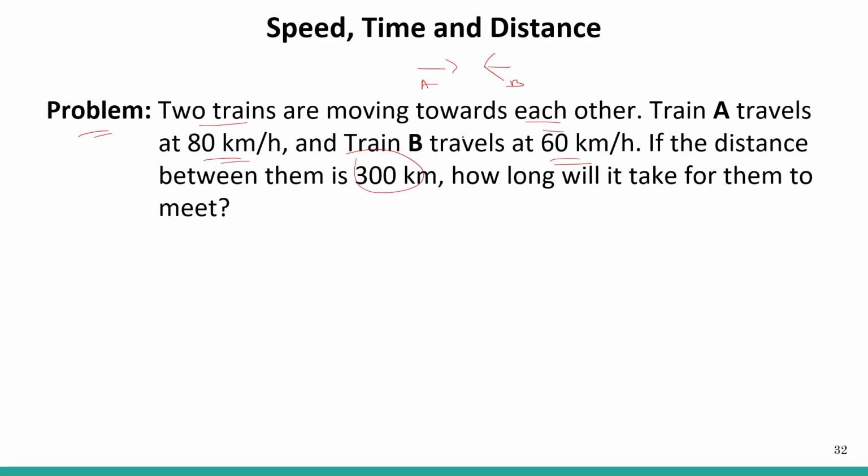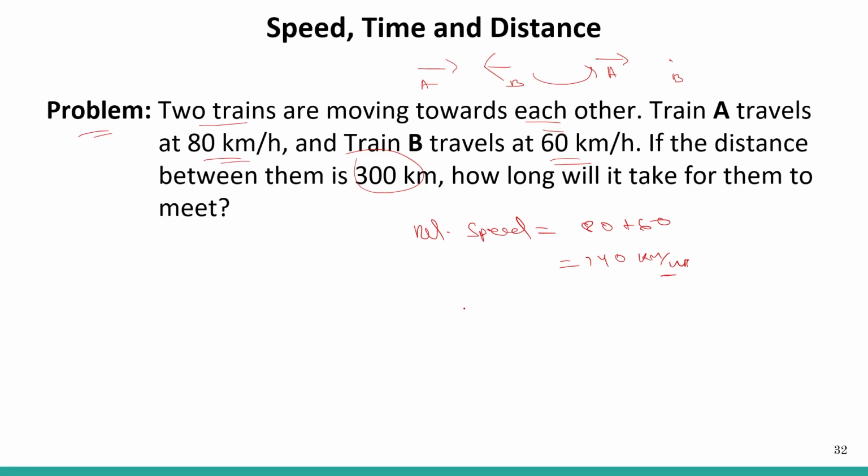In this case both of them are moving. So what we want to do is convert it into a scenario where only A is moving and B is still. Since they are moving in opposite directions, what will be the relative speed? Relative speed is equal to speed of A plus speed of B, that is 80 plus 60, which is equal to 140 km per hour, right? This is the relative speed.